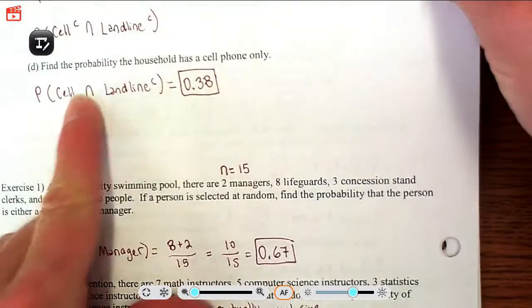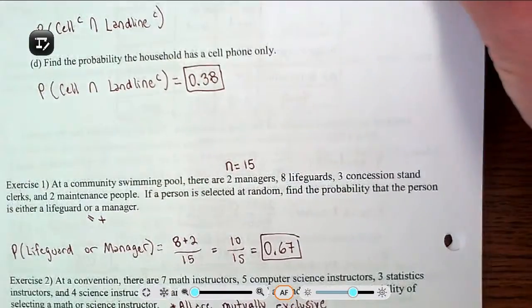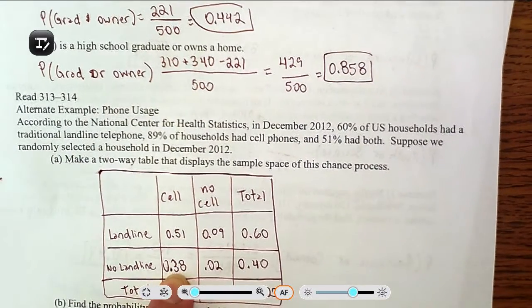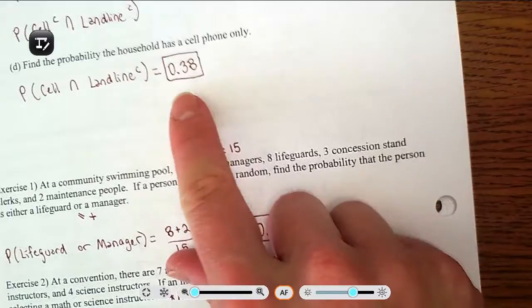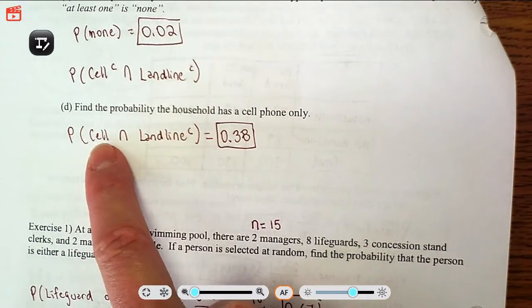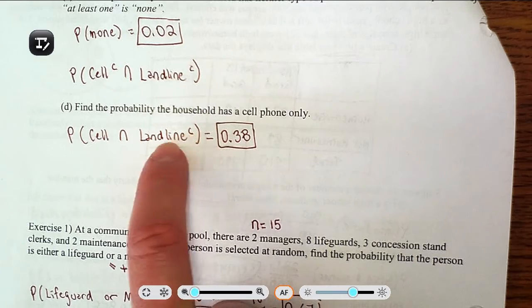Okay, find the probability the household has a cell phone only. So cell phone only would be here with cell phone and no landline. Okay, so that would be 0.38. And I just showed some notation using cell phone and no landline.